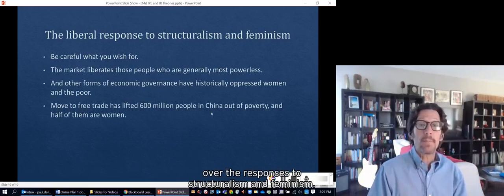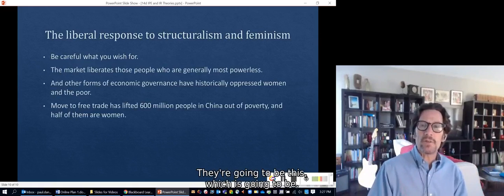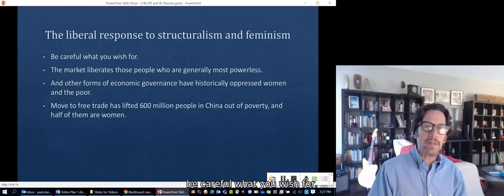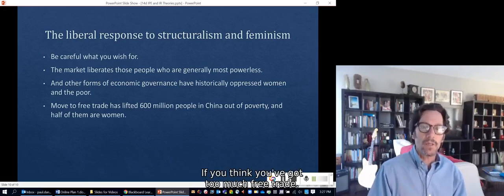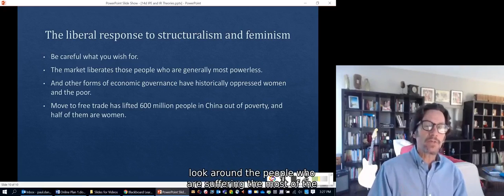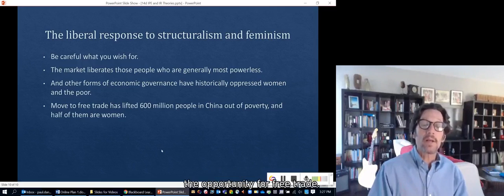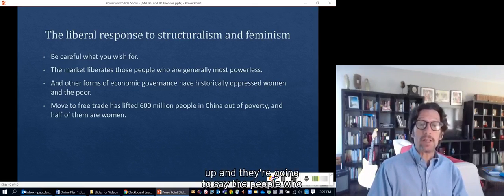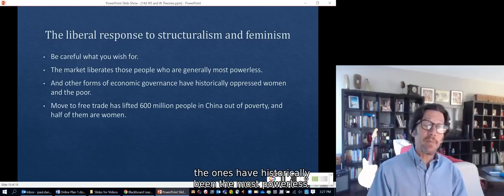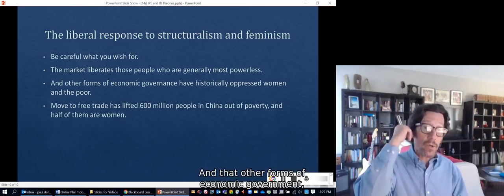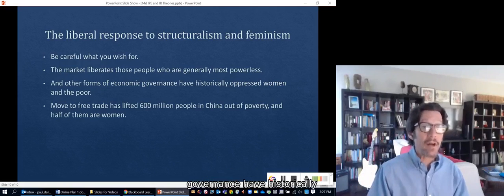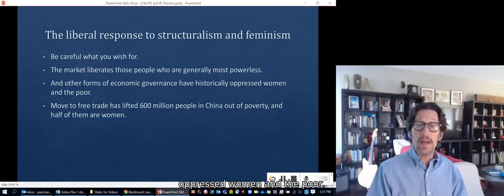The responses to structuralism and feminism, in different ways, are going to be this: be careful what you wish for. If you think you've got too much free trade, look around. The people who are suffering the most and are poorest in the world are not the ones who have been subjected to free trade. They're the ones who have been denied the opportunity for free trade. The market is liberal, which means liberation. The market frees people up, and they're going to say the people who benefit the most from that are the ones who've historically been the most powerless, and that other forms of economic governance have historically oppressed women and the poor.